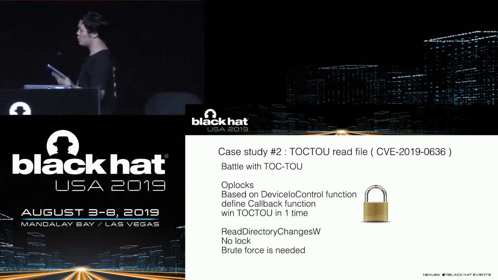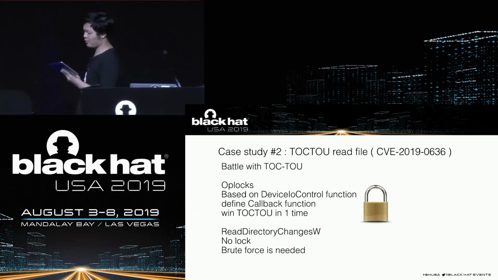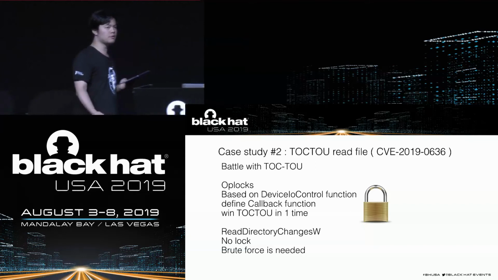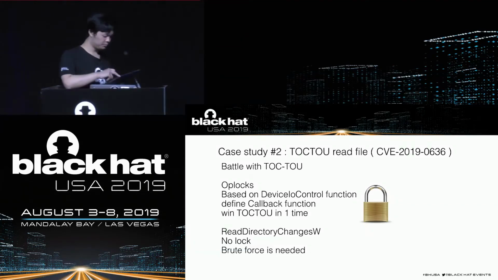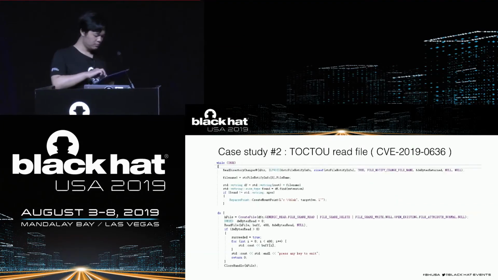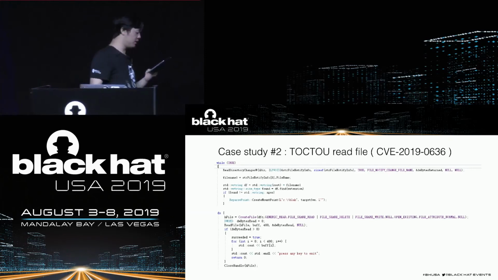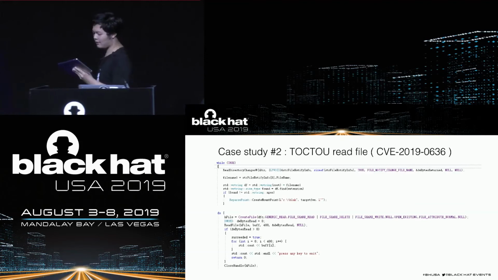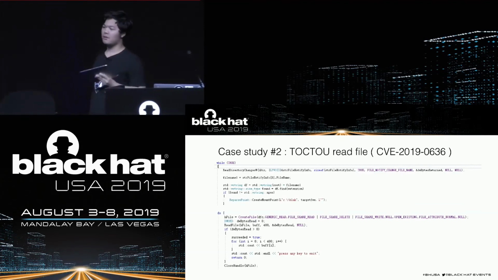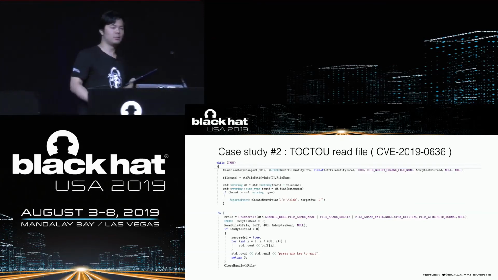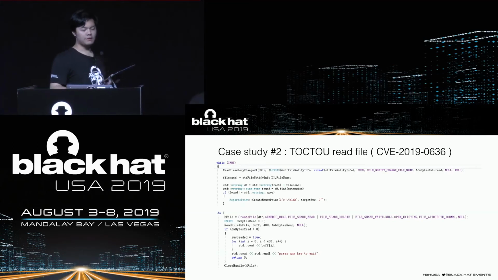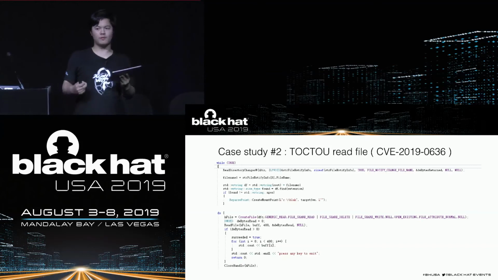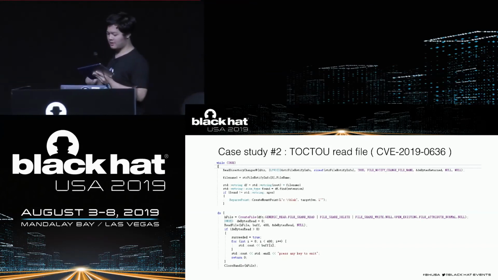But there is another way. It is to use the ReadDirectoryChangesW function. There is no lock in this function, so brute force is needed. Then we see the POC. First, it uses CreateFile to open a handle to the target file, and brute forces to see if the target file is copied. After the check happens, it will try to read the copied file to see if it succeeds.